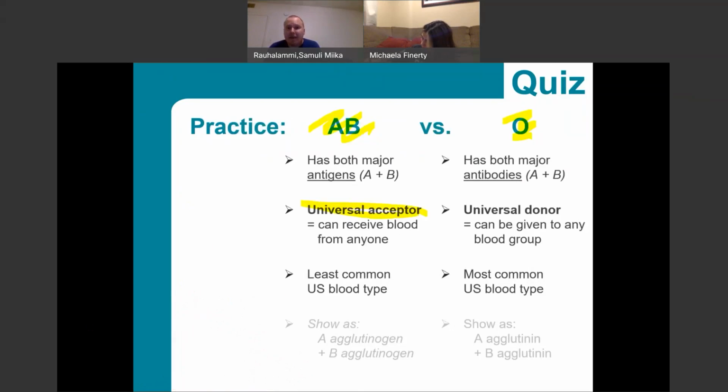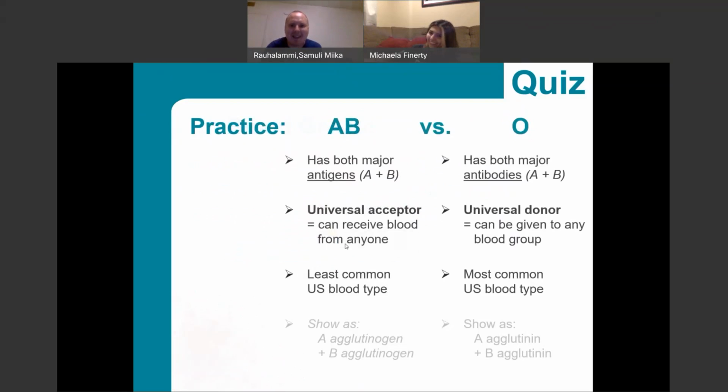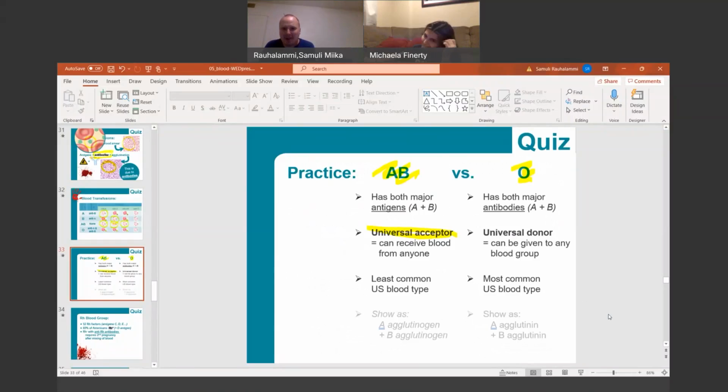Blood type O instead has no antigens, A or B. So blood type O didn't have any of those sprinkles. Since it doesn't have antigen A or B, it has antibodies against A and B. And blood type O is the universal donor. So you can donate blood type O to anyone at all. And this is the most common blood type that we find in the US.